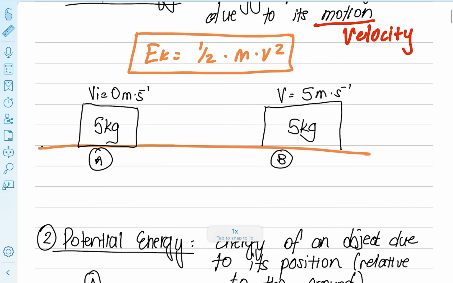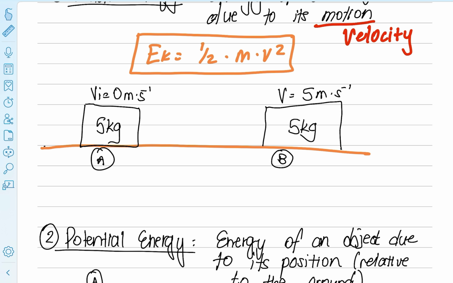So for example, here I've drawn a picture with a 5 kilogram object that has a velocity of 0. I'm pretty sure you guys can already think, if I were to ask you, does this object have kinetic energy at point A with a velocity of 0? Because we said kinetic energy is the energy of an object due to its motion, meaning it's the energy when it has velocity, here the kinetic energy would actually pretty much be 0.